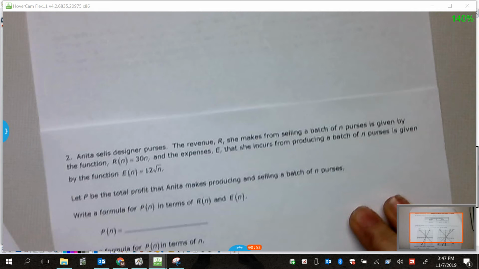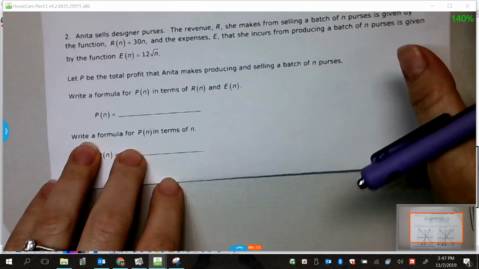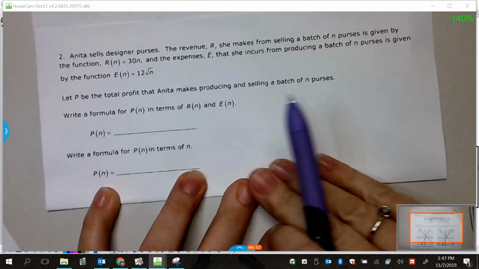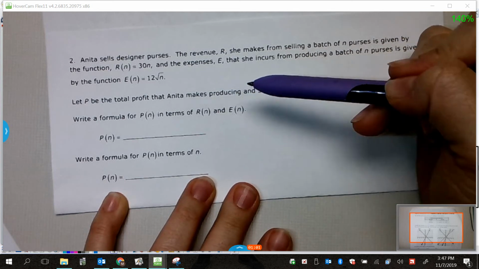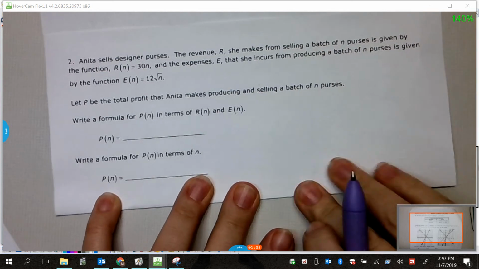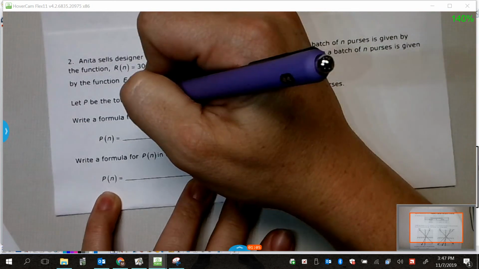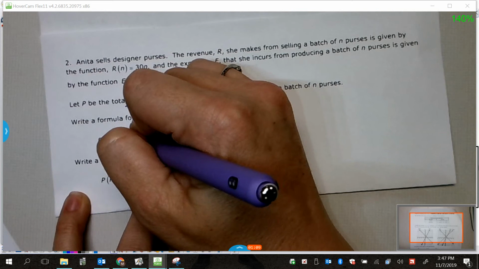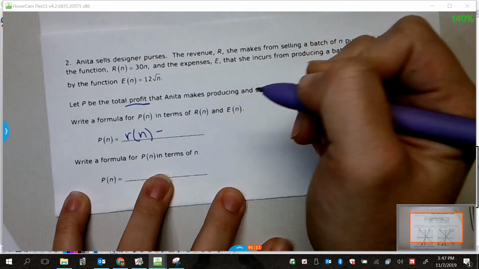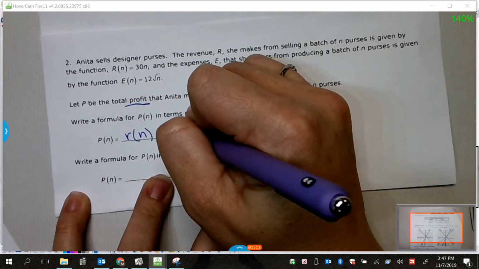okay, it says, again, this one gives you the equations, okay, but this time it talks about her revenue, which is how much money she makes, and her expenses is how much money she's losing. So I want you to realize when it talks about how much she's profiting, you're going to actually subtract. So this is going to be R of n minus E of n.